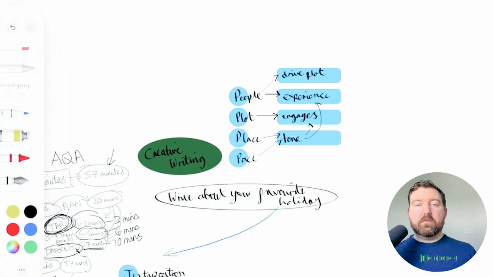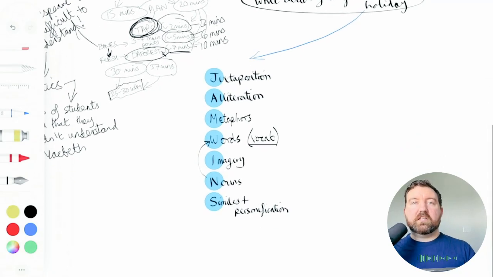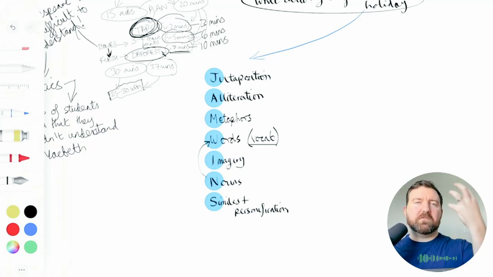The second bit, once you've established your bones, is to create, using jam wins, a fleshed out story. So using juxtaposition, alliteration, metaphors, word choices, imagery, nouns, and similes, you're trying to make sure that you create interesting description and imagery and connotations, just something very vivid in the reader's mind. Those two things link together.